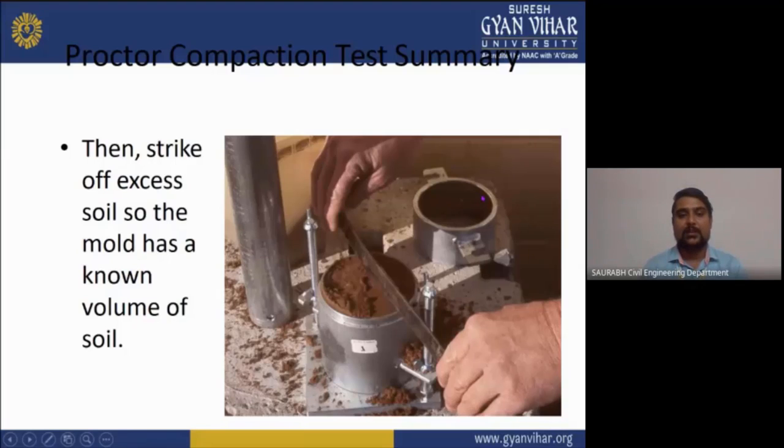Now we will see what will be next. Then strike off the excess soil so that the mold has a known volume of soil. As you can see here, we have to strike off the excess amount of soil from this mold so that we can get the exact volume of the soil.